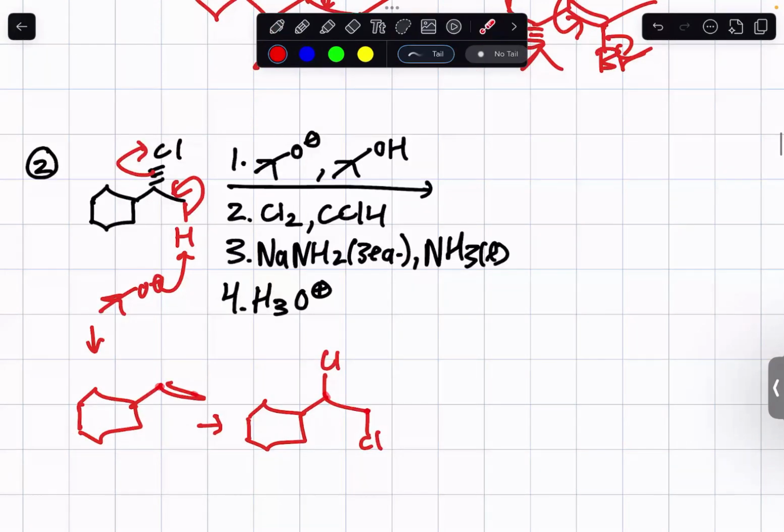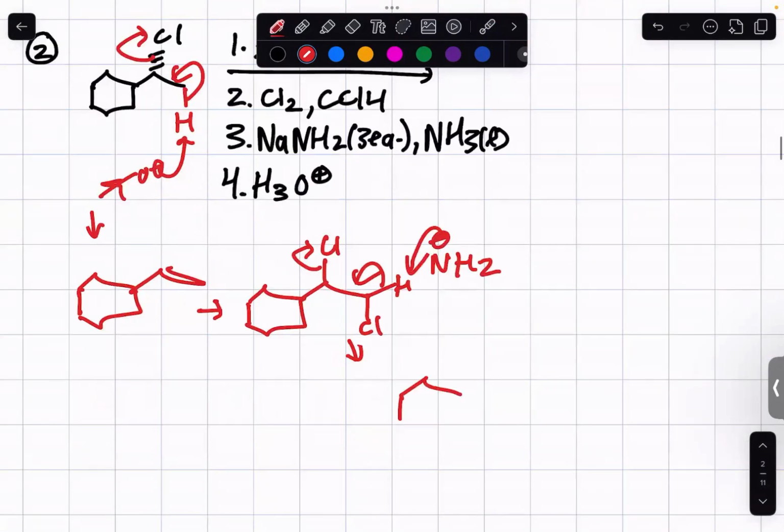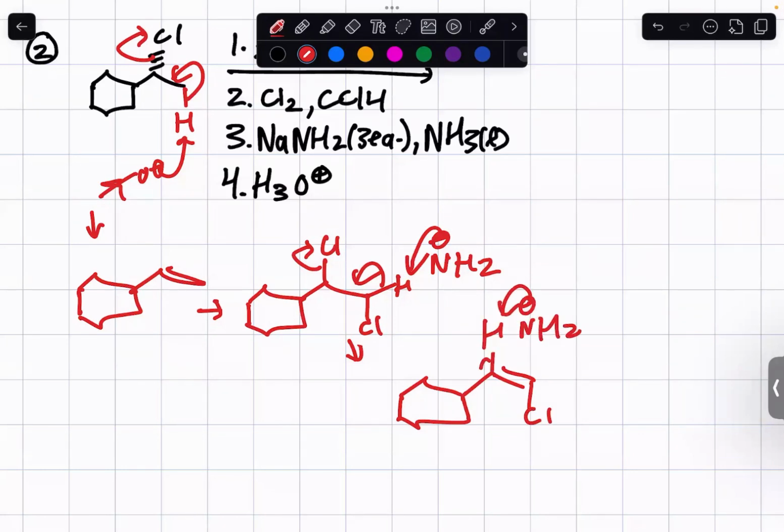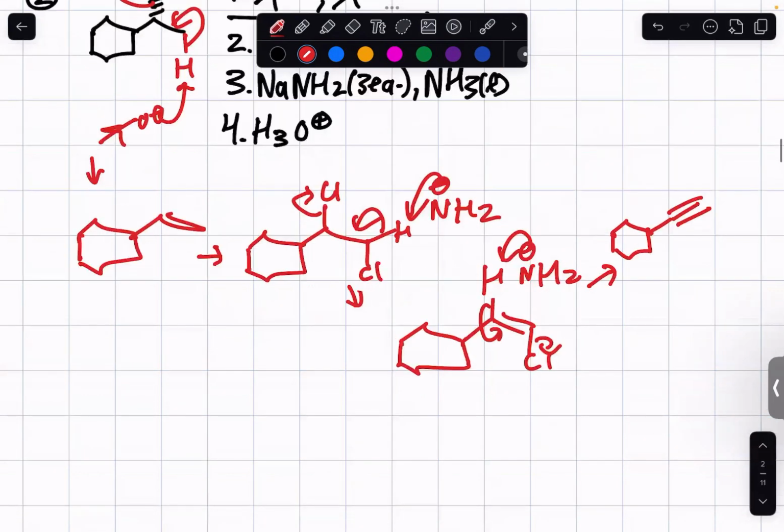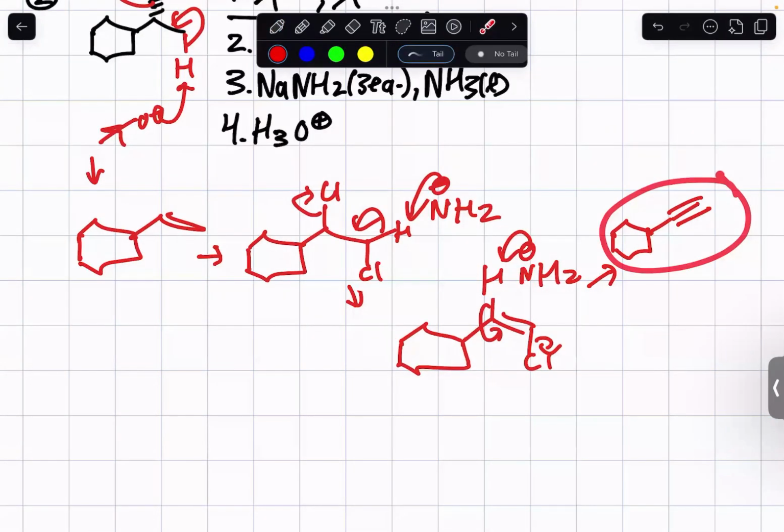Now, we have 3 equivalents of NaNH2. So let's do this mechanism again. Let's use the first equivalent to grab that hydrogen, create a pi bond there, kick out the leaving group to give us this alkene. Use the second equivalent of strong base to grab that other beta hydrogen, create that alkene, kick out the chlorine leaving group to create this alkyne. Now, this is a terminal alkyne, where it is at the terminal end of the molecule.